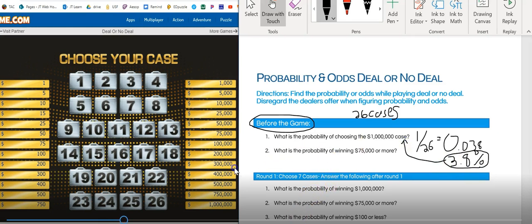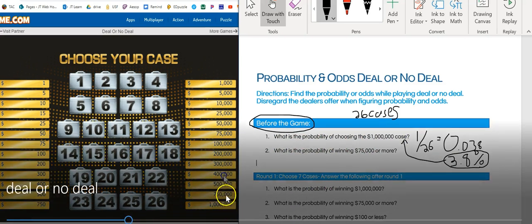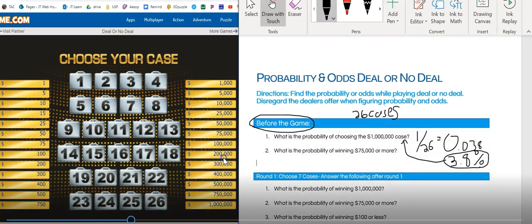The second question is, what is the probability of winning $75,000 or more? So you've got to count them. We've got 1, 2, 3, 4, 5, 6, 7. There are 7 cases that have a value of $75,000 or more. So what you must do is 7 divided by 26, which is the total amount of cases. This is the probability of winning more.